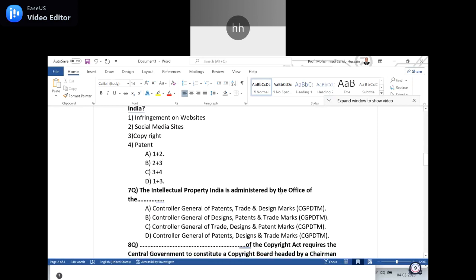Seventh question. Intellectual property in India is administered by the Office of the dash. A. Controller General of Patents and Trade and Design Marks. B. Controller General of Design and Patents and Trademarks. C. Controller General of Trade Designs and Patent Marks. D. Controller General of Patents and Designs and Trademarks. Option D, sir. Option D is the correct answer.